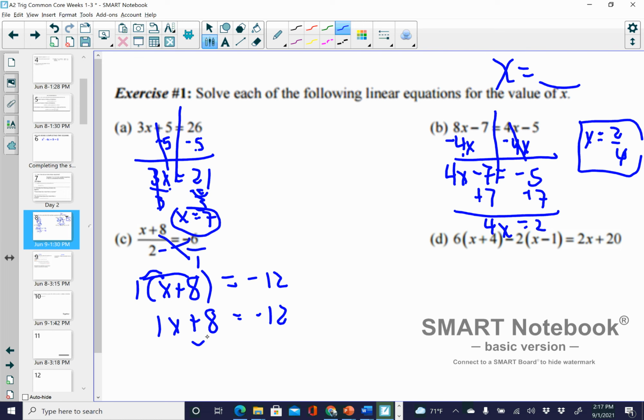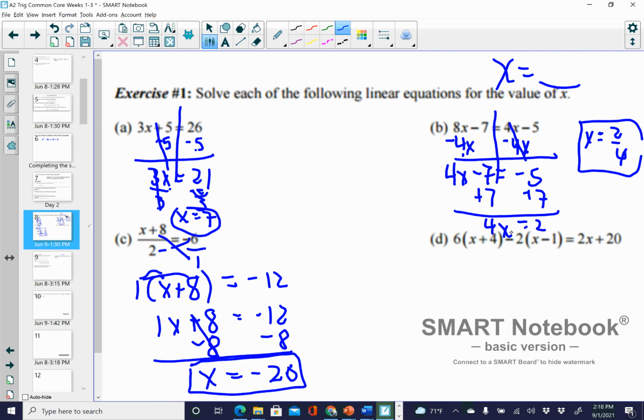So I want to move that positive 8 by doing negative 8 on both sides. Again, please forgive my handwriting. 1x is the same thing as just x equals, and negative 12 and negative 8 gives you negative 20. So x equals negative 20 as your answer.